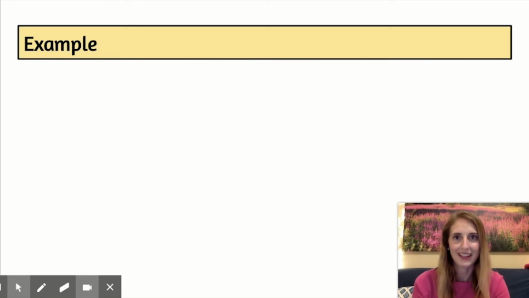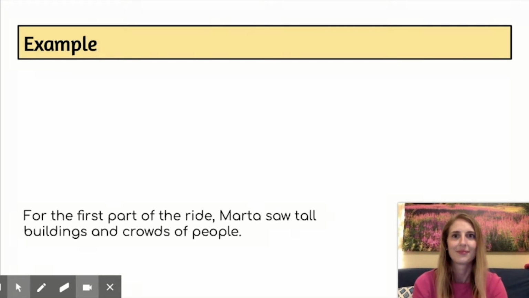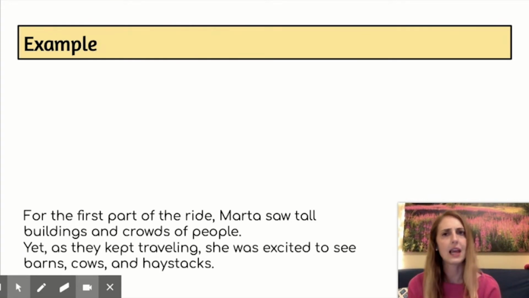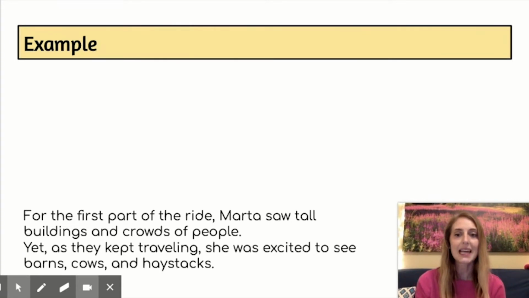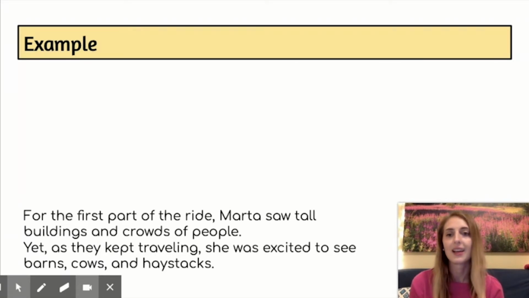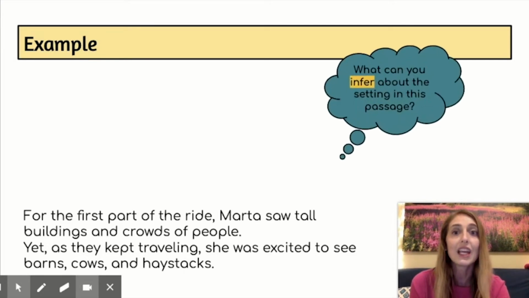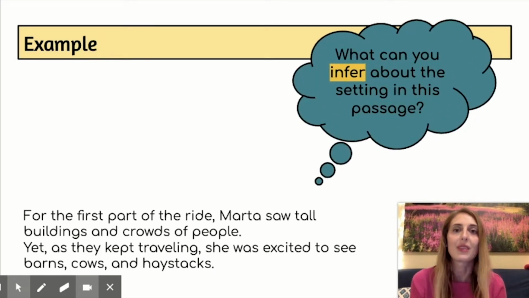Now you try it. For the first part of the ride, Marta saw tall buildings and crowds of people. Yet, as they kept traveling, she was excited to see the barns, cows, and haystacks. What can you infer about the setting or settings in this passage?